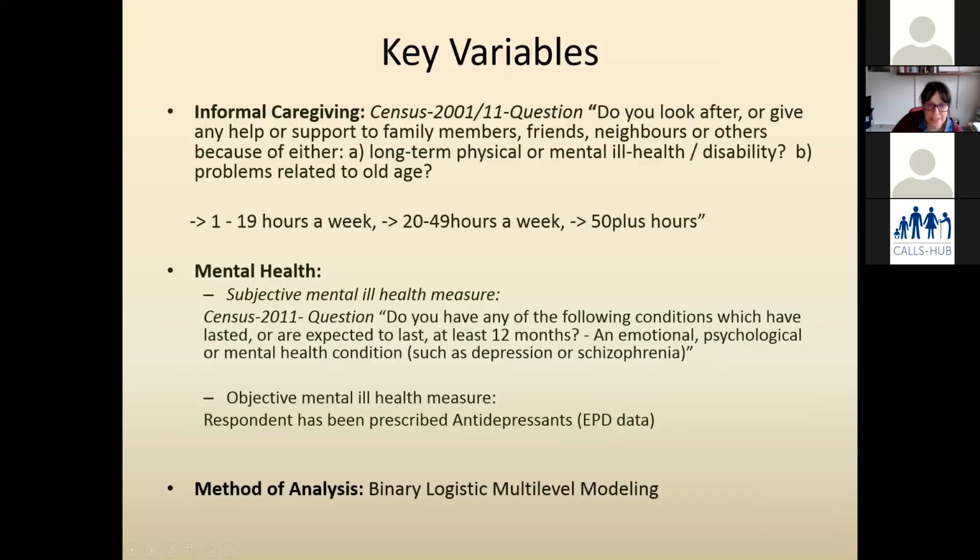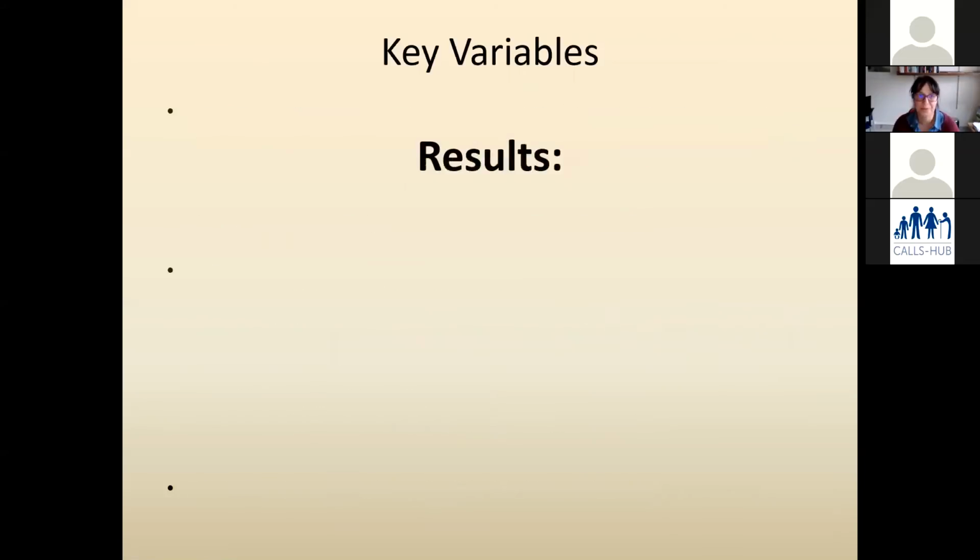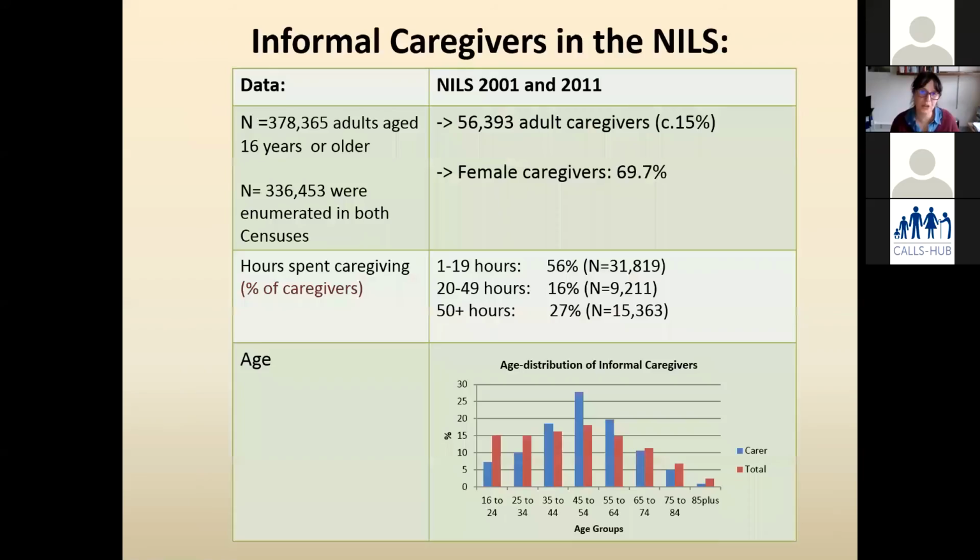Our method of analysis is binary logistic multi-level modelling, with respondents nested within super output areas in Northern Ireland. These are small area geographies, so that we could also look at the level of remoteness of the area someone lives in. And I'll show some results.